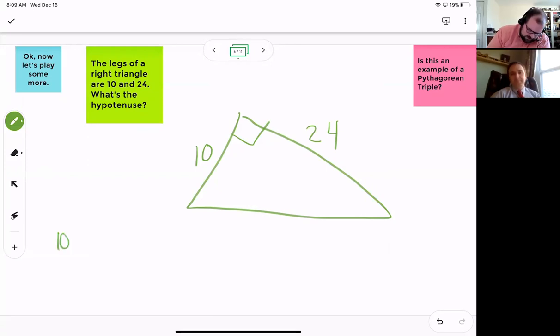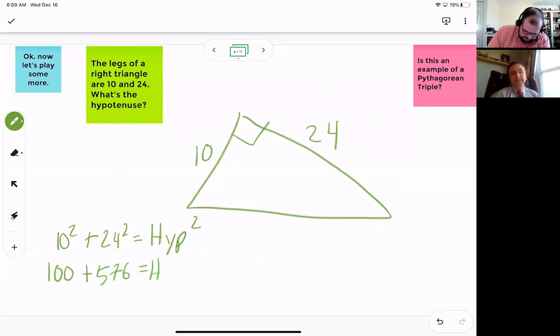We know how to do that. So that's 10 squared plus 24 squared is equal to hypotenuse squared. That's 100. And that's 576. Yeah, it's 576. I thought you were right, so I nodded. I thought I was going crazy for a second there. So we've got 676 is equal to the hypotenuse squared. The square root of that is going to be 26.